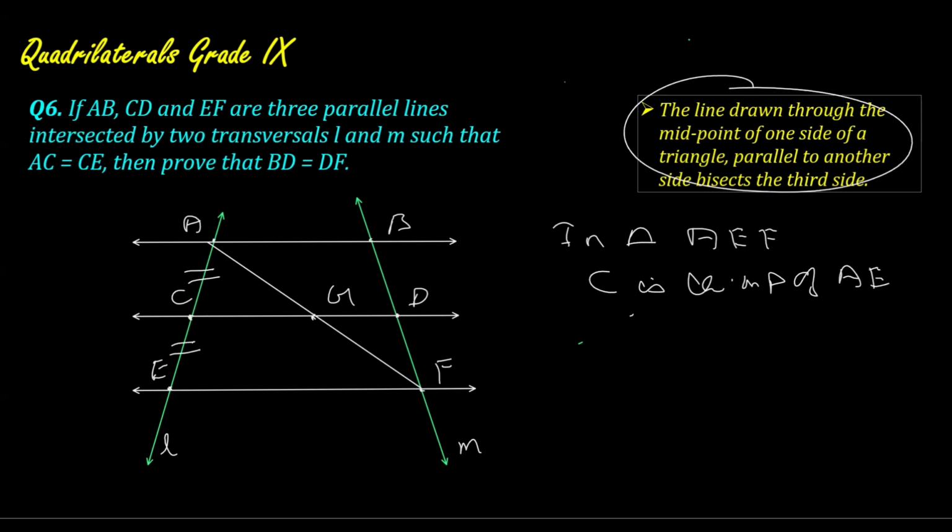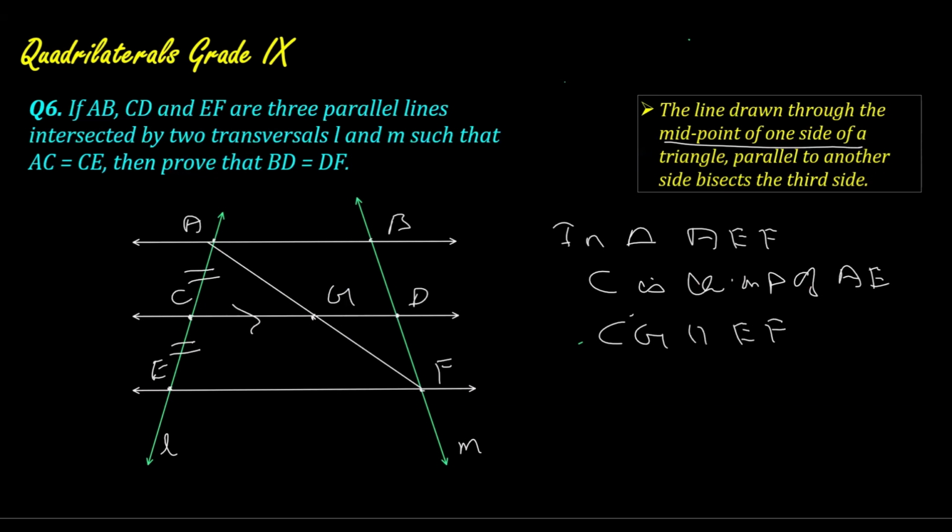That's the midpoint of AC, right? One side. And we can see that CG is parallel to EF. And that is given, right? CG is parallel to EF, then by property, I can say that G is the midpoint, right? Using this property, I can say that G is the midpoint of AF. So now this is equal to this.